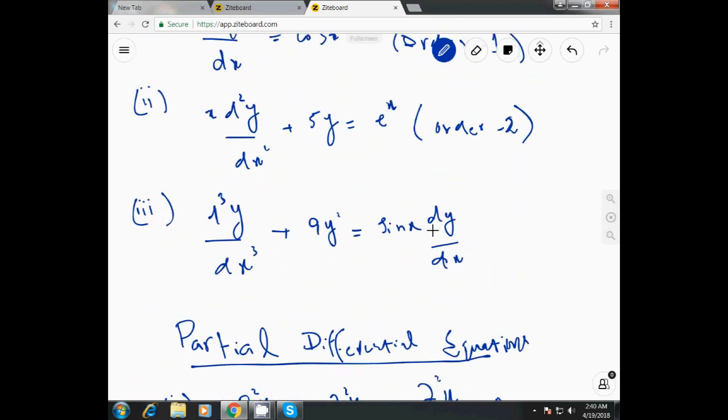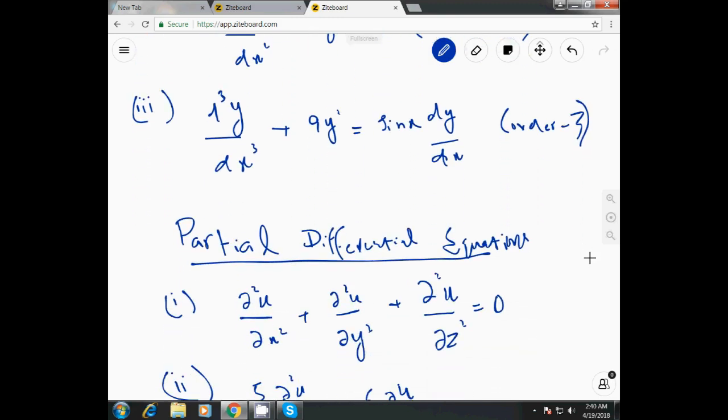Similarly, there are two derivatives involved in this equation, and the highest order derivative is the third order derivative, and therefore the order of this equation is 3. So this is a third order differential equation. Similarly, an nth order ordinary differential equation is one in which the highest order derivative has the order n.